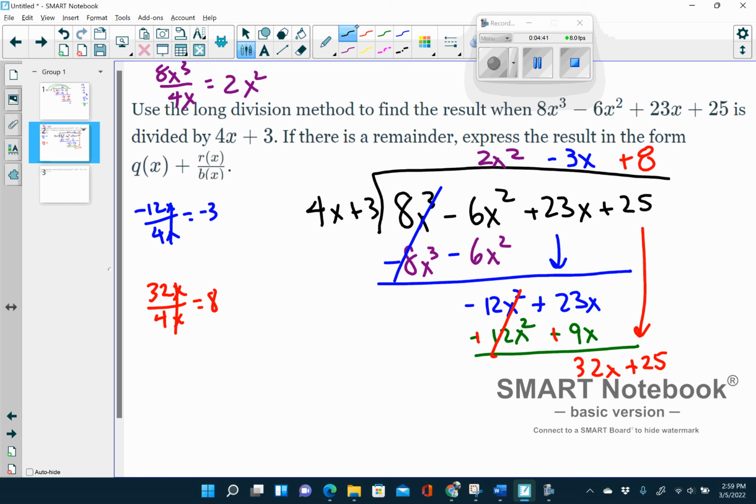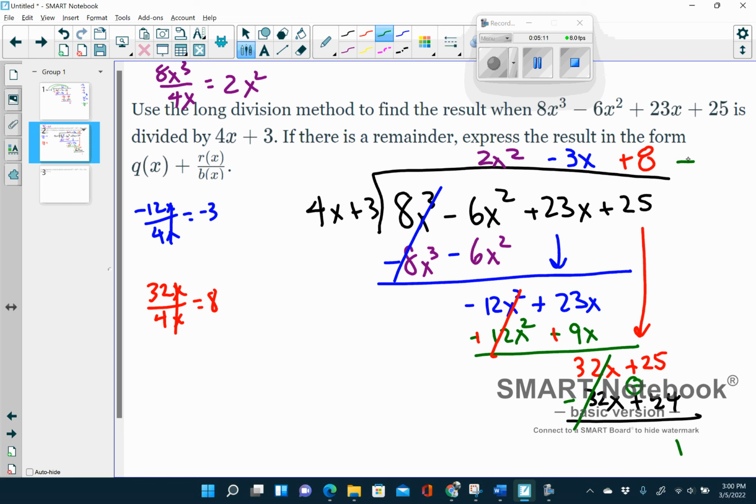And then we're going to do the same thing and multiply. 8 times 4x gives you 32x. Forgive me for writing on the logo. 8 times 3 is 24. That's positive 24. So then you're going to flip those signs, right? So this is going to become a minus sign, and this is going to become a minus sign as well. These are going to cancel out. 25 minus 24 is a 1 remainder.